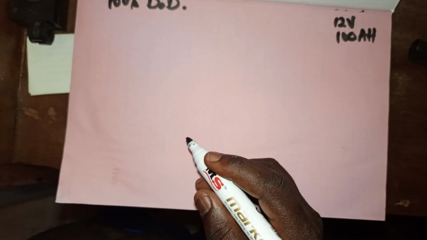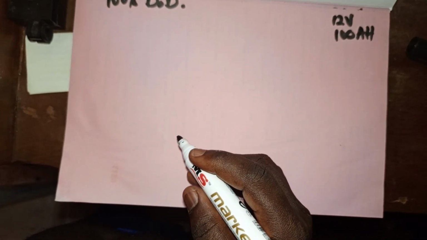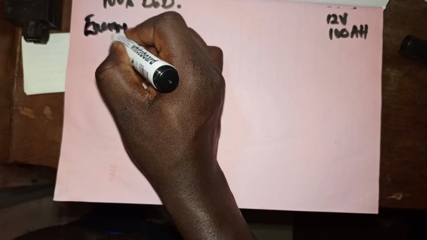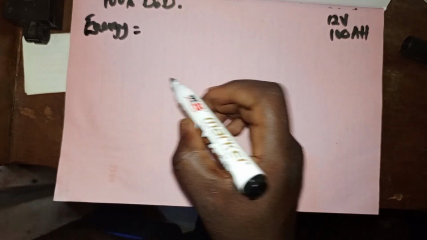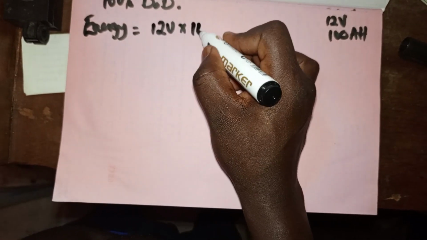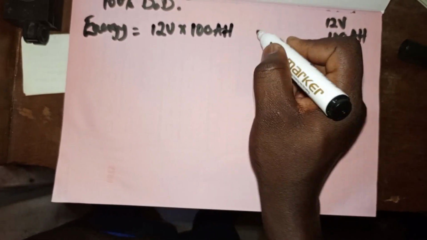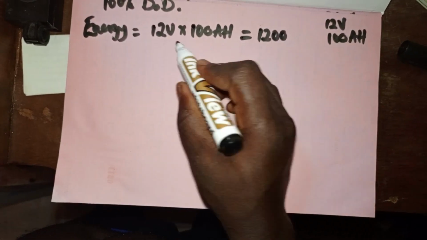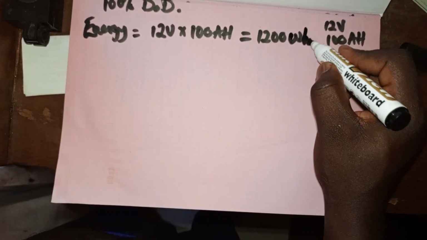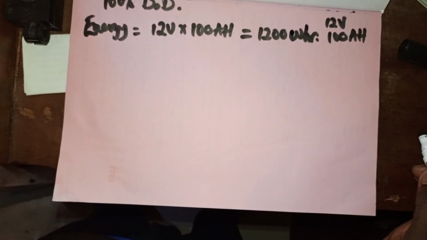So at this point, we know that our battery is having 12 volts at 100 amps hour. So we shall calculate the energy stored in the battery. To get the energy stored in the battery, we are going to say 12 volts times the current rating, 100 amps hour, which is going to give us 1200. The volts times the amps, that is watts, then hour. That's how we get our unit of watts hour.